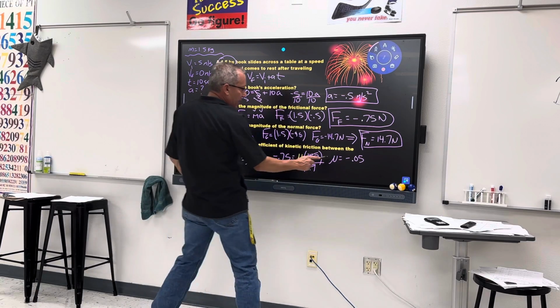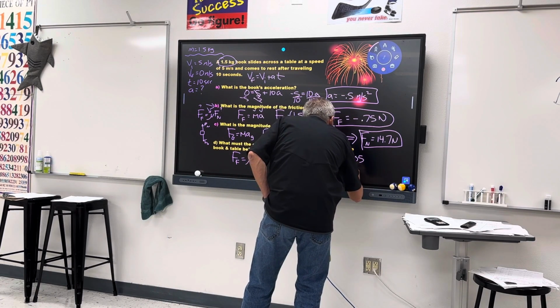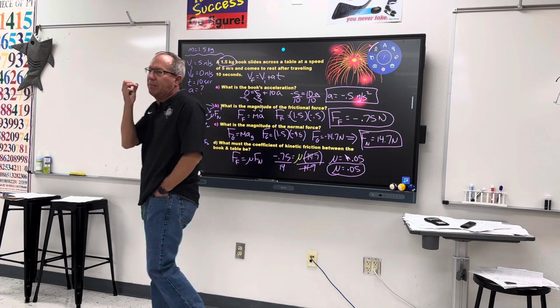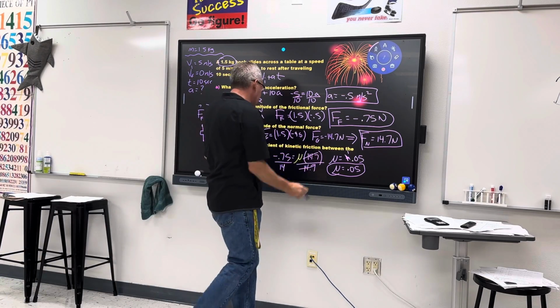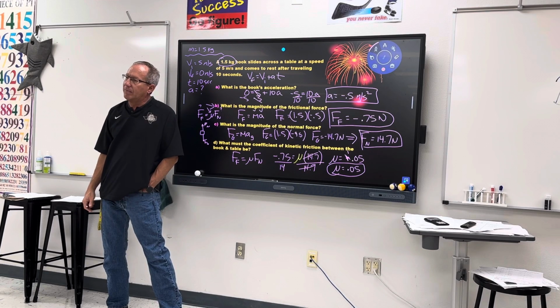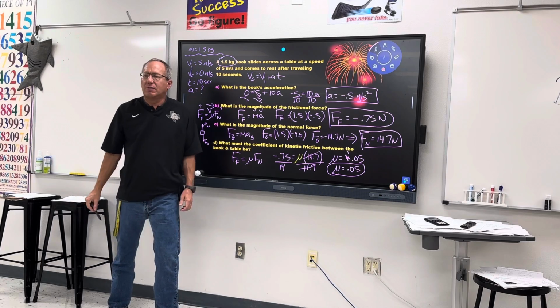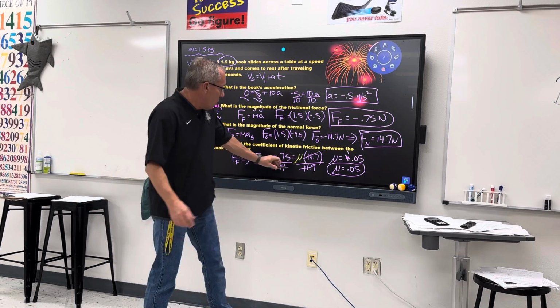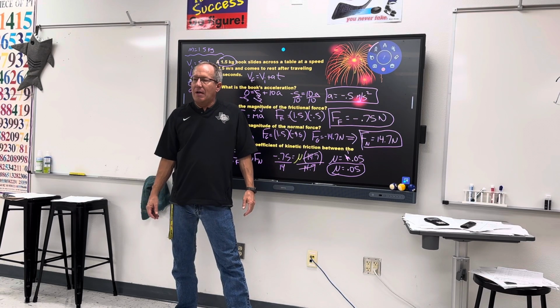Now I'm dropping the negative and I'm calling this mu equals 0.05. Why am I doing that? That coefficient has to be positive. Why did the negative show up? Because this friction is going in the other direction. Does everybody see what I did there? All right. Any questions on friction or the coefficient of friction? All right. That is it.